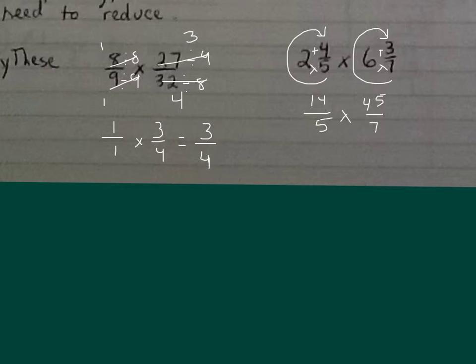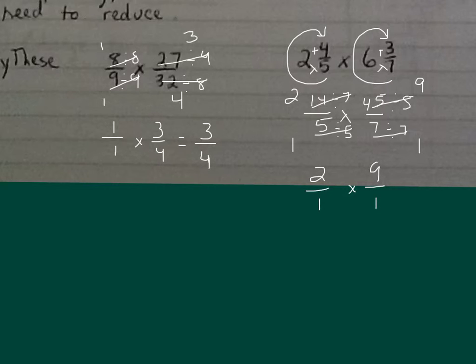So we got 7 and 14. So 7 can go into 7, and 7 can go into 14. And 5 can be divided by 5, and so can 45. So 14 divided by 7 is 2. 7 divided by 7 is 1. 5 divided by 5 is 1. And 45 divided by 5 is 9. So our new fractions are 2 over 1 times 9 over 1.